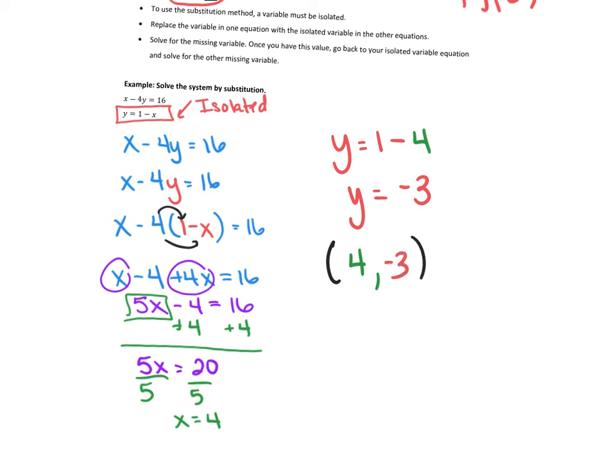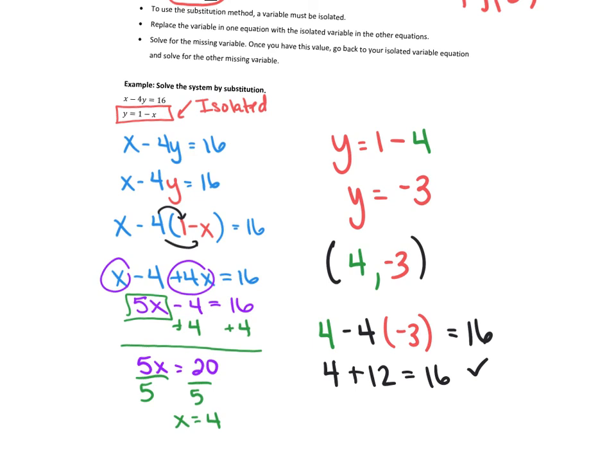What this means is that I can plug in (4, -3) to both equations, and it makes them true. Let's go ahead and evaluate that. The first one says 4 minus 4 times negative 3 should equal 16. Negative 4 times negative 3 is a positive 12. So that's 4 plus 12. That equals 16. That is correct.